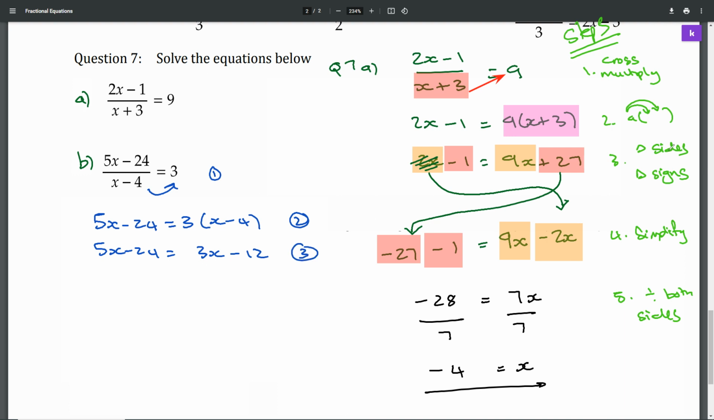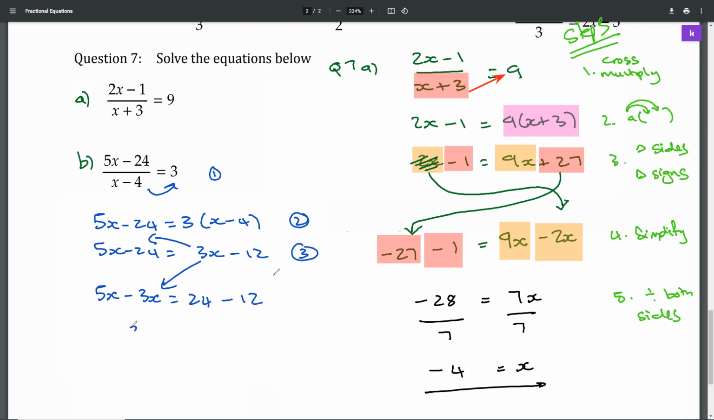Step 3, we're going to move things around, get x onto one side. Because 5x is more on the left-hand side, I'm going to move 3x over and make it negative 3x. And because negative 24 is a number, I'm going to move it onto the right-hand side, and it becomes positive 24. 3x is now there, it's not here anymore. And the 24 is there now, it's not here anymore. So they've kind of swapped sides.